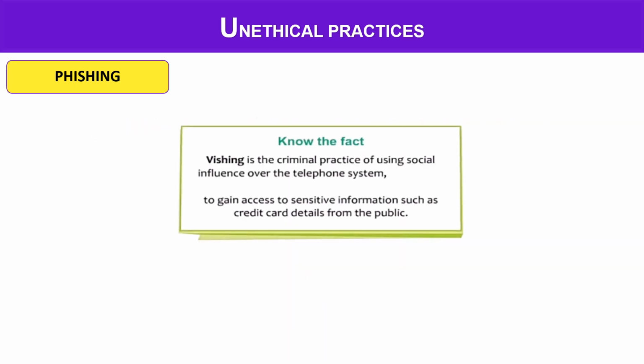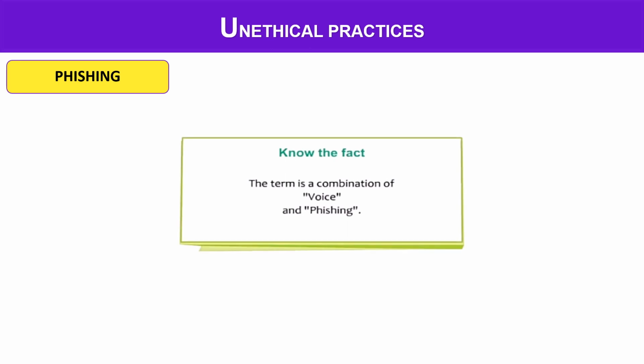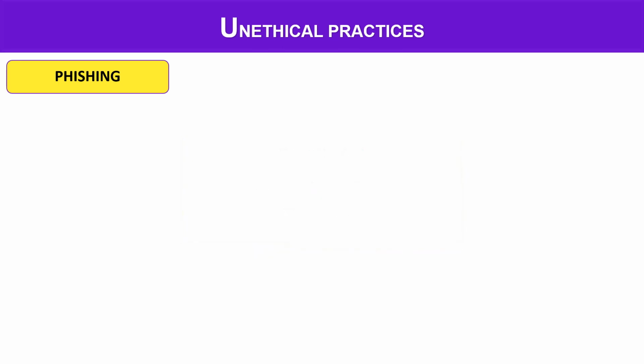Know the fact, vishing is the criminal practice of using social influence over the telephone system, simply to gain access to sensitive information such as credit card details from the public. The term vishing is a combination of voice and phishing. So how do we prevent phishing?